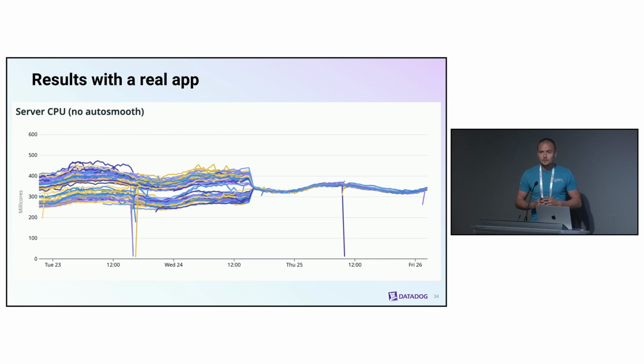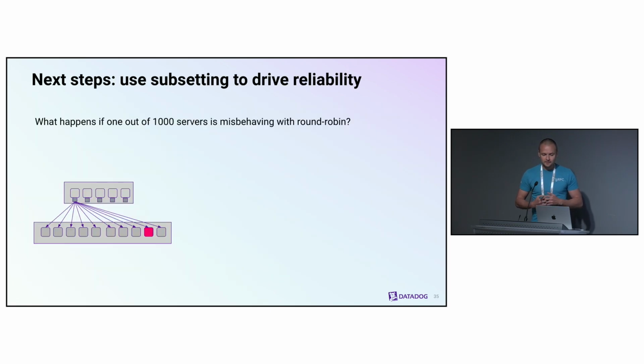So here you can see some results, and by looking at this graph, you can easily say at which moment of time PID was applied, and as you can see, the effect on the server-side load imbalance was huge. At the end of my presentation, I want to briefly mention next steps. How do we plan to use subsetting to further drive reliability in our organization?